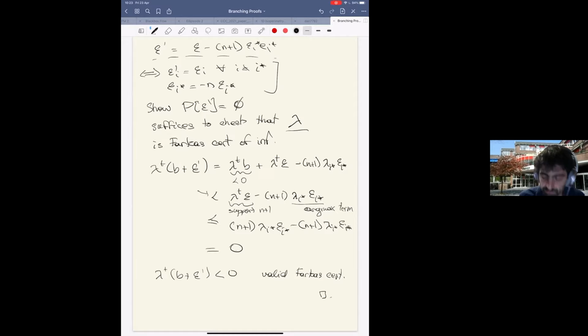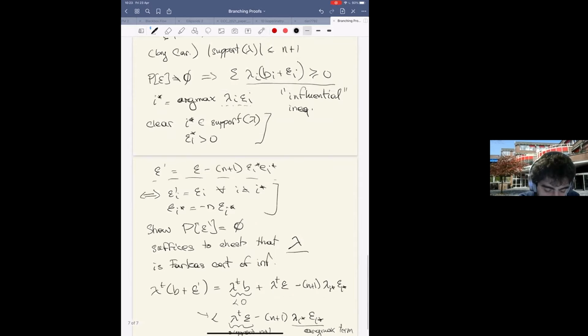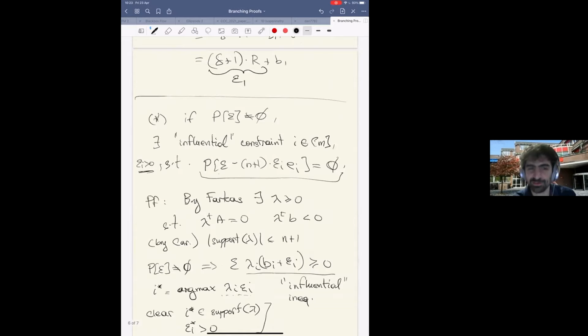What is nice, the important thing about this influential constraint is that the amount by which you need to improve the error on that constraint is independent of all the other constraints, right? I can stare at one constraint in isolation to some extent. And if I can improve any one constraint in isolation, then I can always find one such that if I improve just that one, I make the polytope infeasible.